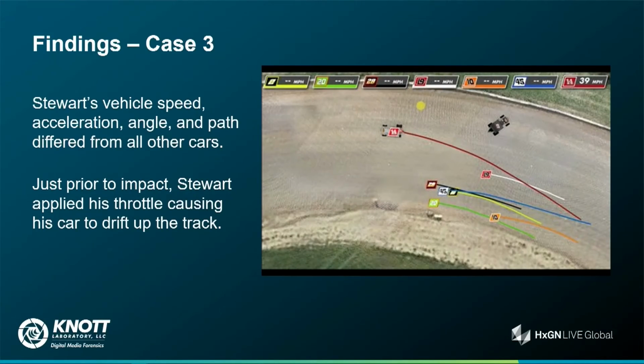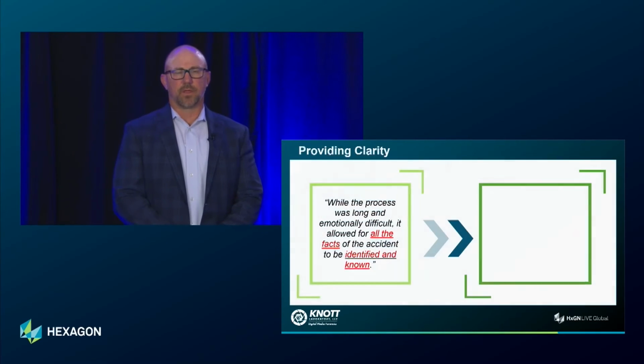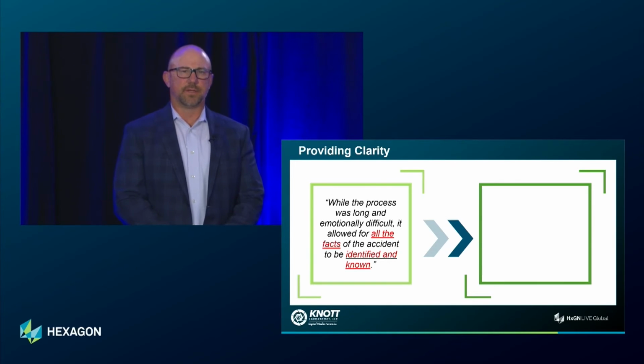So the findings of the case were ultimately that Stewart's vehicle's speed, acceleration, angle, and path differed from all of the others. Prior to impact, Stewart applied his throttle, causing his car to drift up the track. There were many other findings that we came to, but these were the key ones that I wanted to present today. So if we circle back to the original DA's opinion on this, he stated, while the process was long and emotionally difficult, fully understandable, it allowed for all of the facts to be identified and known.